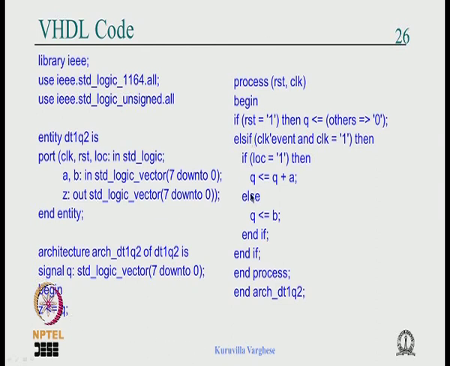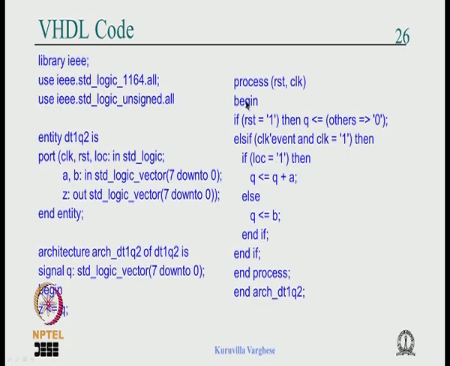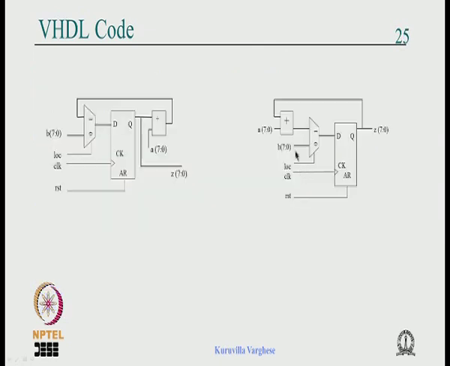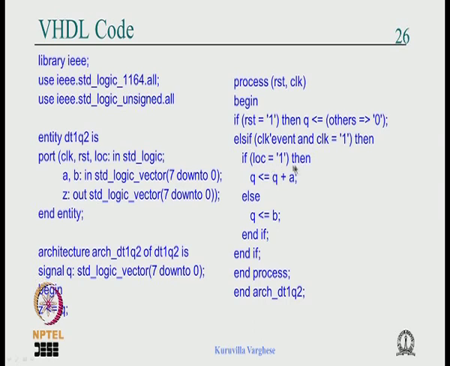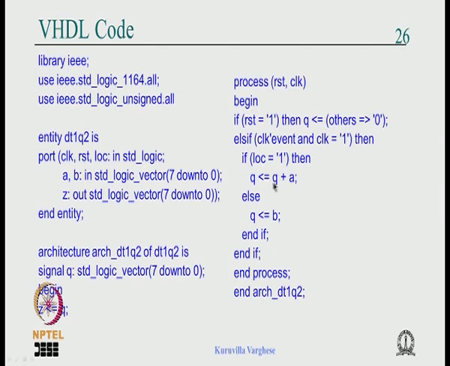So this is the main code, a single process. If clock event, process with reset and clock, begin: if reset is 1 then Q gets 0, else if clock event and clock is equal to 1, then if LOC is 1, Q gets Q plus A. Instead of Z we are saying Q plus A, because Q is the signal. Else Q gets B, end if.